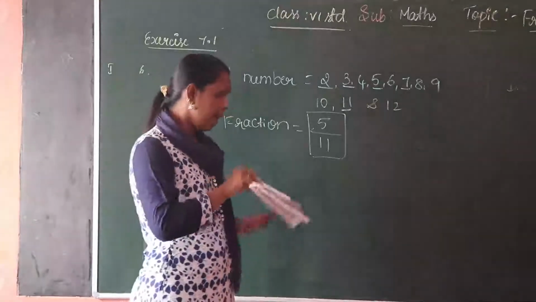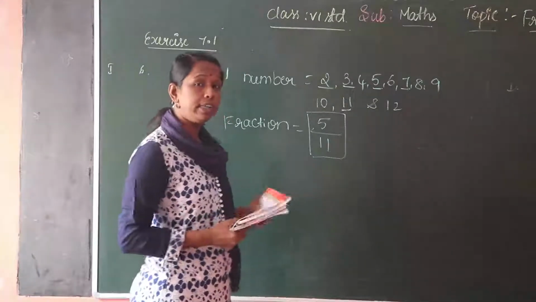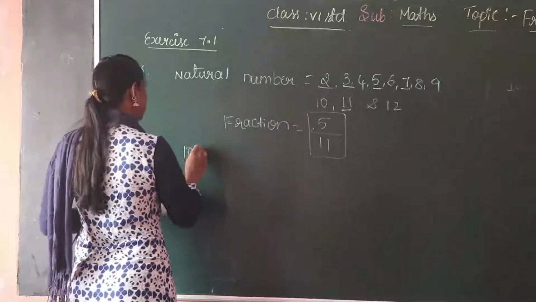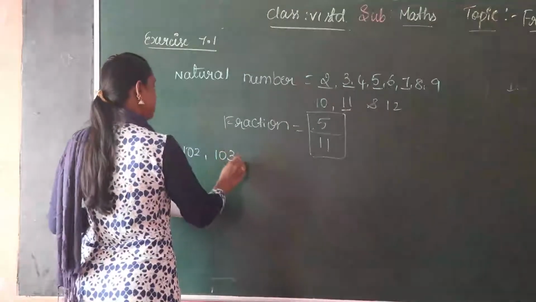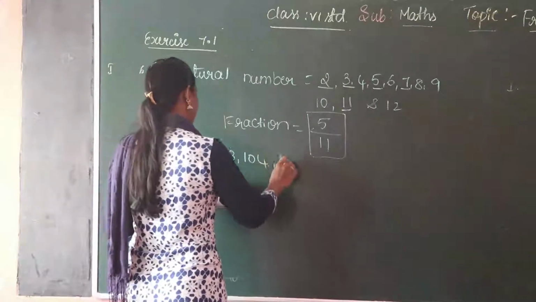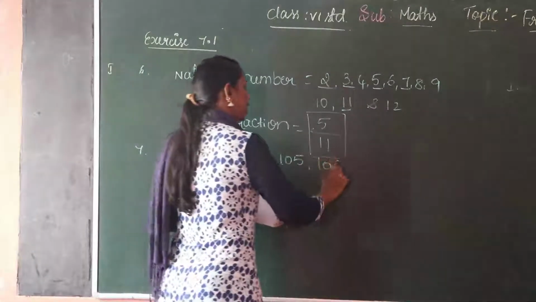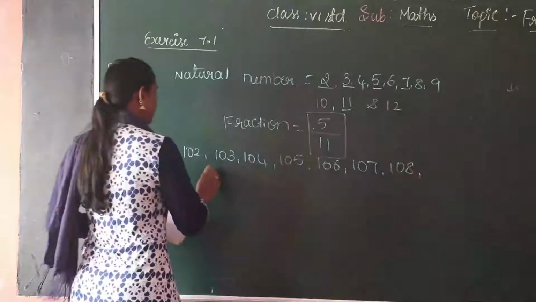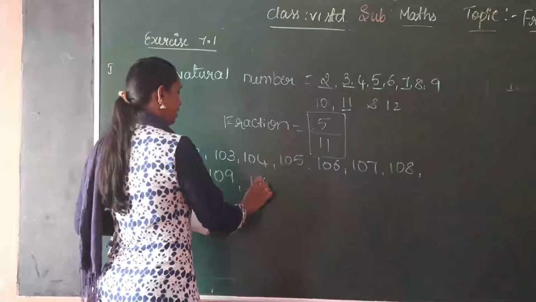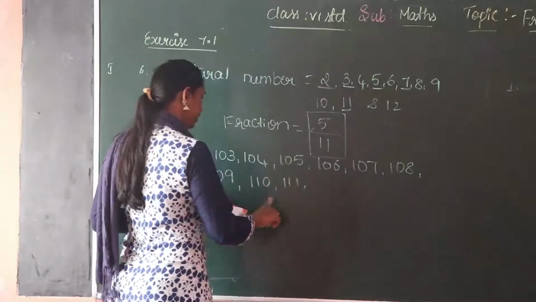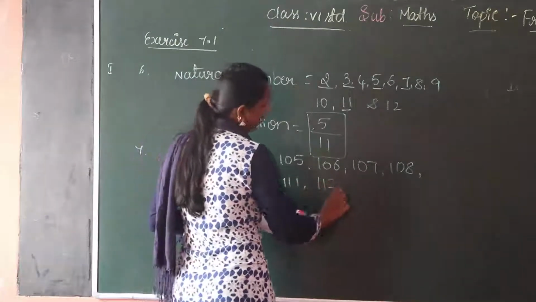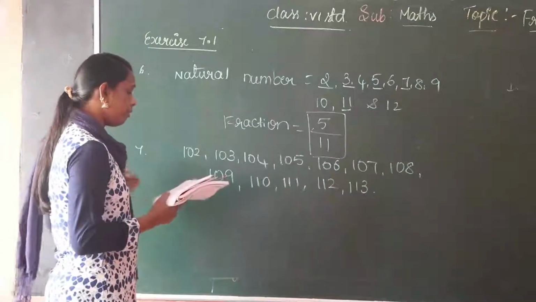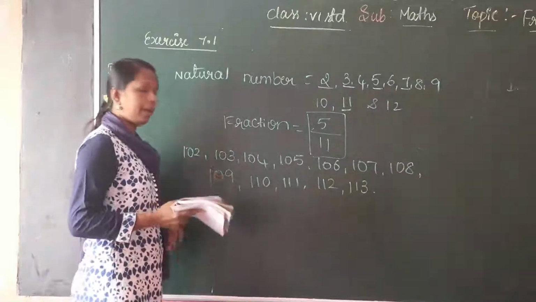Next, write the natural numbers from 102 to 130. 102, 103, 104, 105, 106, 107, 108, 109, 110, 111, 112 and 113. What fraction of them are prime numbers?